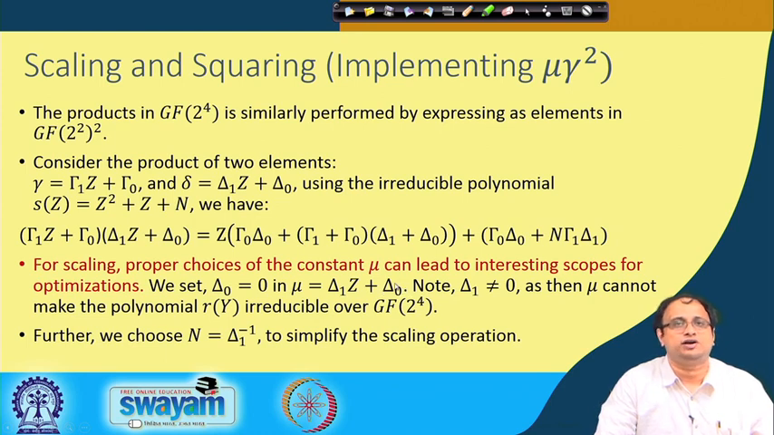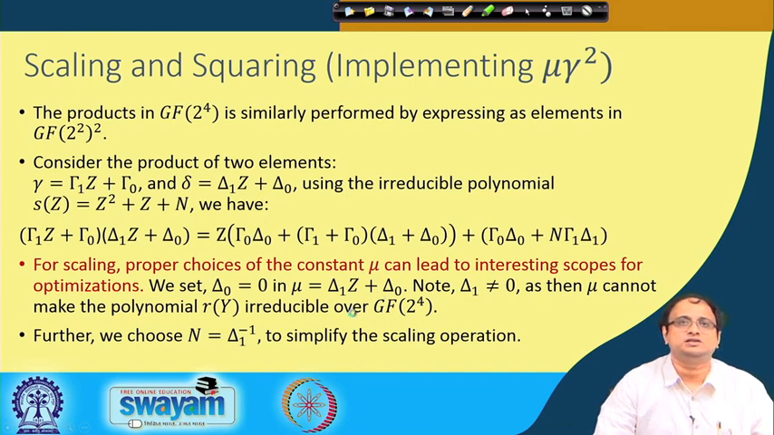Suppose I make delta 0 as 0, that means I set delta 0 equal to 0. Note that I cannot make delta 1 as 0, because then mu cannot make the polynomial R(y) irreducible over GF(2^4). So I will have some restriction, and with that restriction I can make mu equal to delta 1 Z. And we will further choose, as we will see later on, delta 1 to be the inverse of N, or we will make N as delta 1 inverse, to simplify the scaling operation. First, just keep in mind that mu is nothing but delta 1 Z, that means I have set delta 0 to 0.